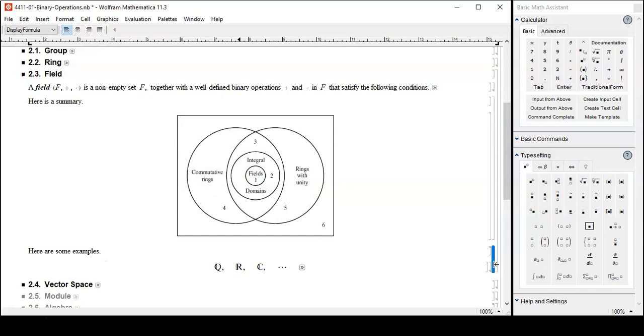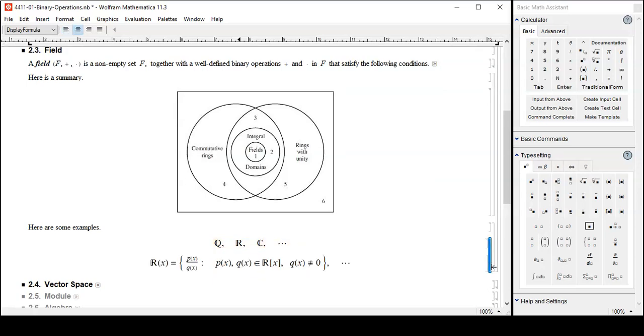Examples are like these. Rational numbers, real numbers, complex numbers, those kinds of things. We have not only addition and multiplication, but also they're both invertible. So subtraction and also division. Yeah, division is important. Division is also valid. Another example I can think of is the set of rational functions, polynomial over polynomial, where the denominator is not constantly equal to 0, those kinds of things.